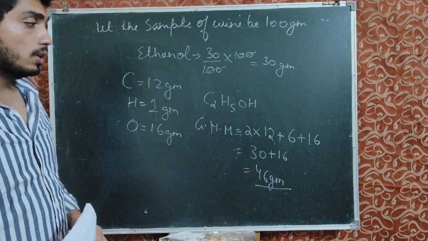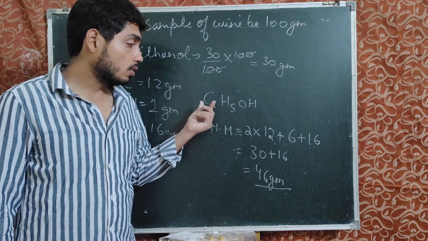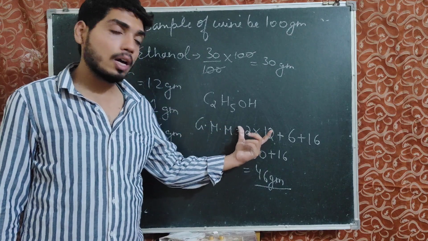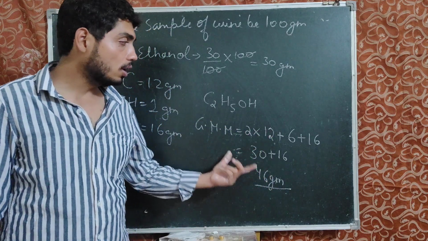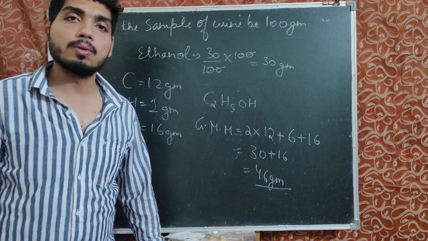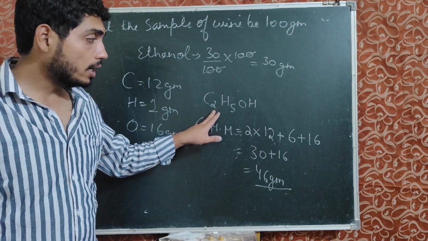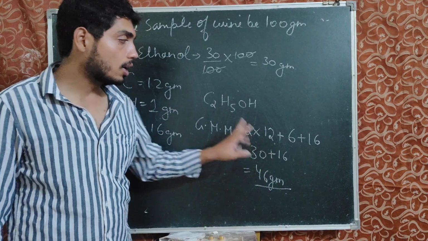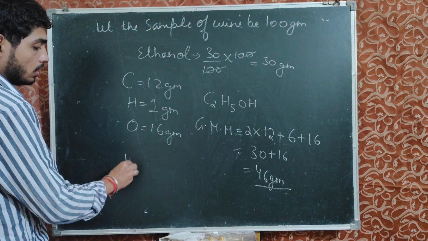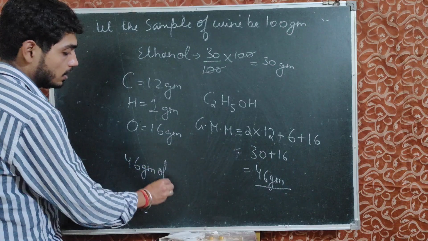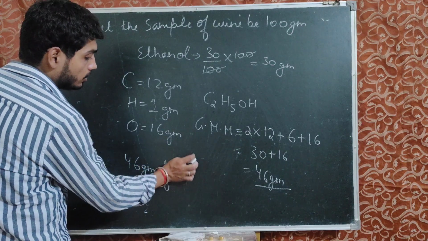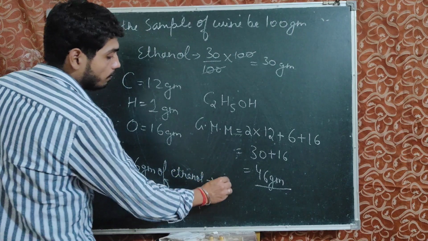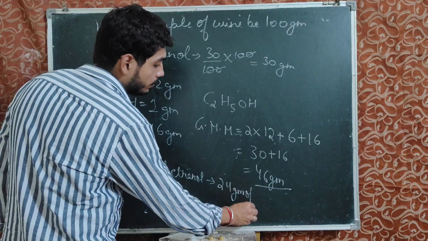So 46 grams. Students, you can clearly see that carbon is 2, and the atomic mass of carbon is 12. So basically, what is the total mass of carbon present? We can say 46 grams of ethanol is carrying 24 grams of carbon. I hope this is clear. This is 2 atoms, so one atom mass is 12. So 2 into 12, 24. 46 grams of ethanol is having 24 grams of carbon.